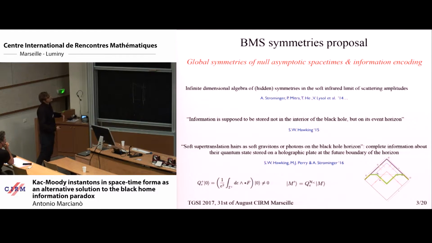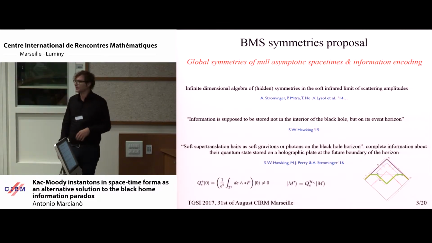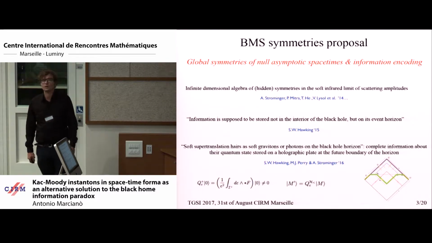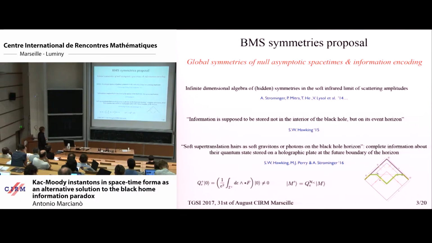So these are global symmetries of these null asymptotic space-times. The BMS symmetry was actually studied first by Bondi, while he was studying this null asymptotic space-time for the purpose of defining gravitational waves on it. It was because of this reason that they were studied. Then, as I was mentioning to you before, Hawking wrote this short note proposing this idea in late 15, and then they came out soon with this paper.